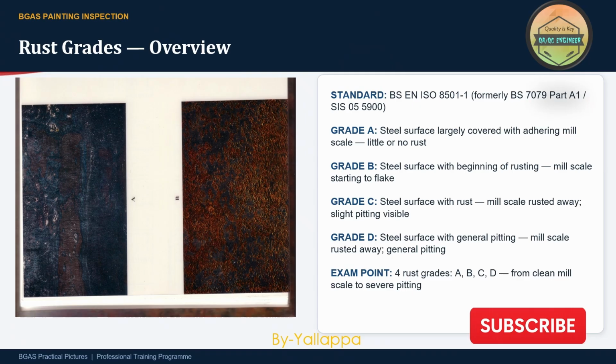Rust grading is one of the most important subjects in coating inspection. The governing standard is ISO 8501-1. The standard classifies steel condition into 4 rust grades. Grade A, Grade B, Grade C, Grade D. Correct identification of the initial steel condition is critical because it influences the cleaning method and expected blasting results.